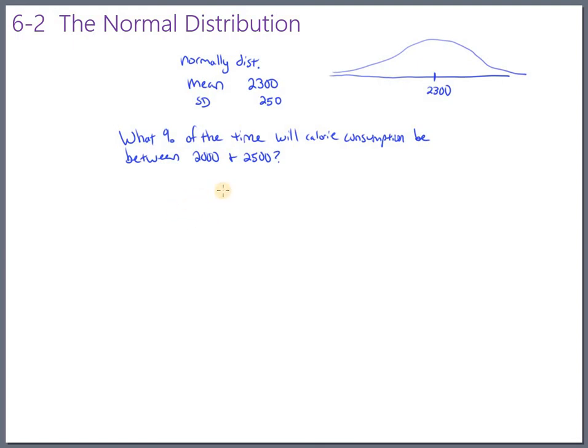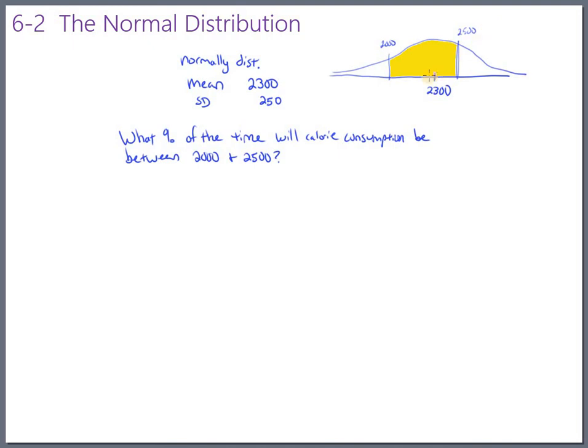Okay, so let's draw a picture for that and then see if we can answer it. So picture-wise, I'll just work off my same picture I have up here. 2,500 is a little bit to the right of 2,300, so just put 2,500 right there. 2,000's a little bit further down on the other side, so maybe 2,000's over there. What percentage of the curve did I just shade? That will match the percent of the time that my calorie consumption will be between 2,000 and 2,500. I definitely need to convert both those numbers into z-scores first.